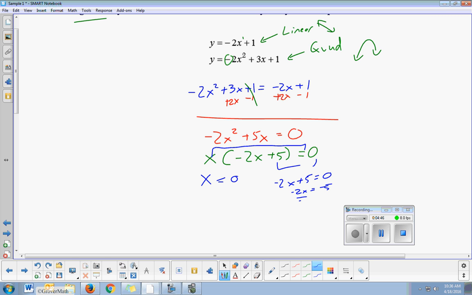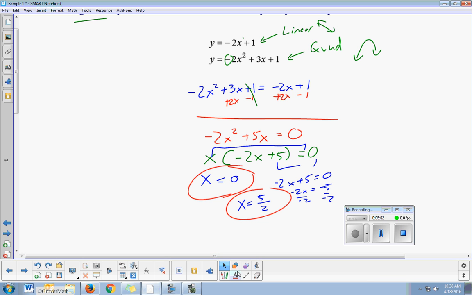I set the -2x plus 5 equal to 0, and that's going to require me to minus 5 and divide by -2, which in the end gives me x equals positive 5 over 2, negative divided by a negative. So those are my answers right there, 0 and 5 over 2. Nothing rejects, that's it.